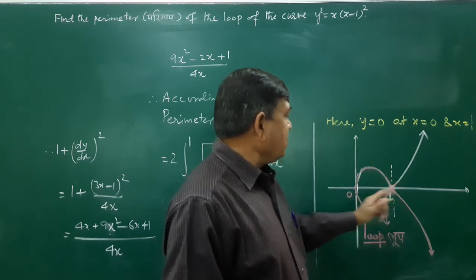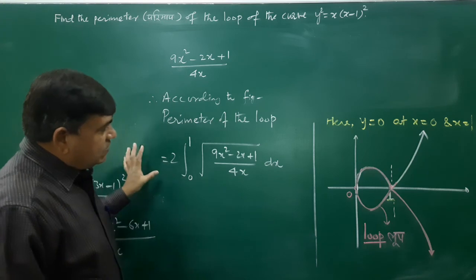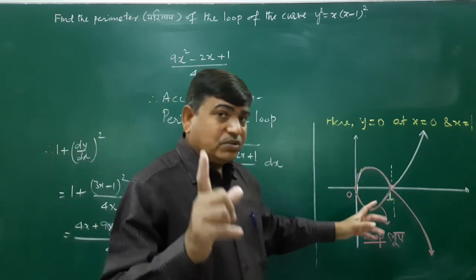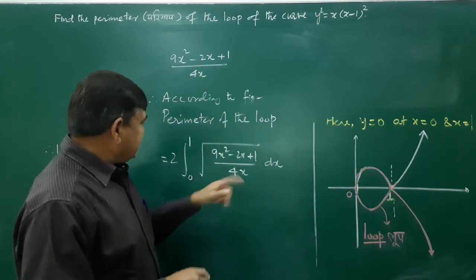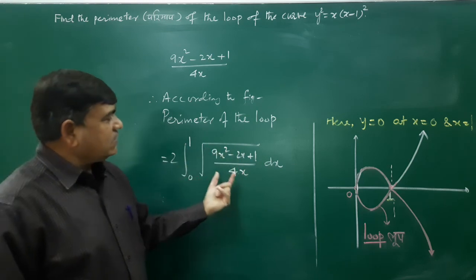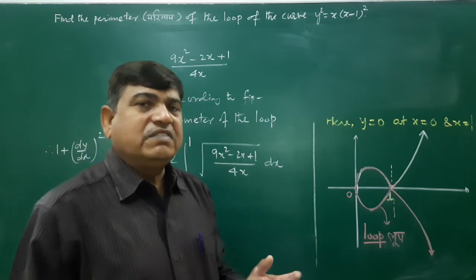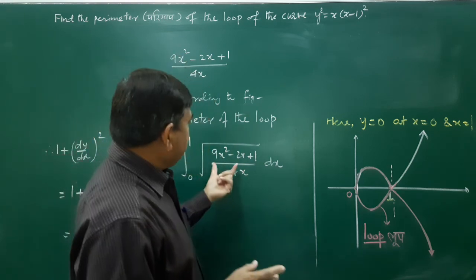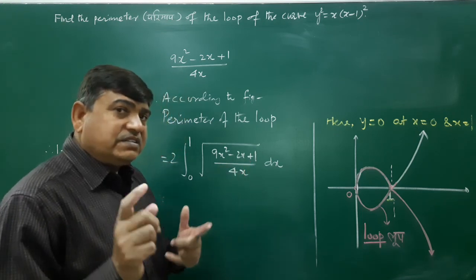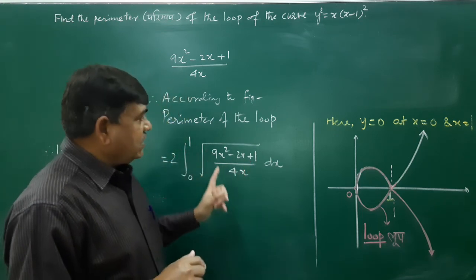It is between 0 and 1. And according to this one, the perimeter means length of the boundary. So here it is twice 0 to 1. This we have calculated, that is 1 plus dy by dx whole square. And we found the answer, this one. And this is the homework for you to integrate this one.